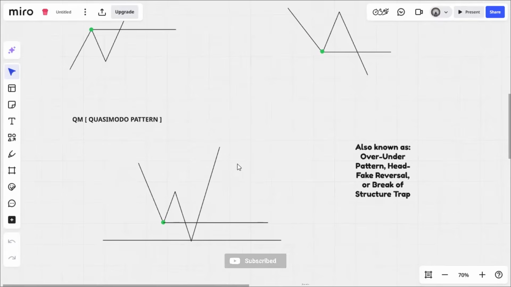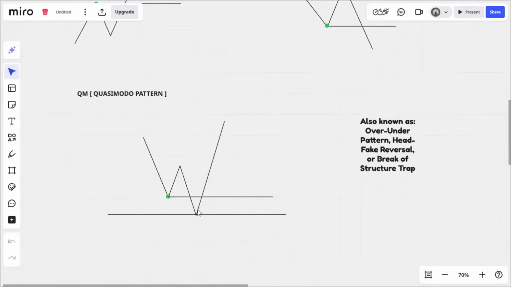Okay, so this is the QM pattern. This is the marker structure of the QM pattern. So the QM pattern, also known as the over-under pattern, head and fake reverse, head and shoulder pattern, fake reversal, or a break of a structure trap.